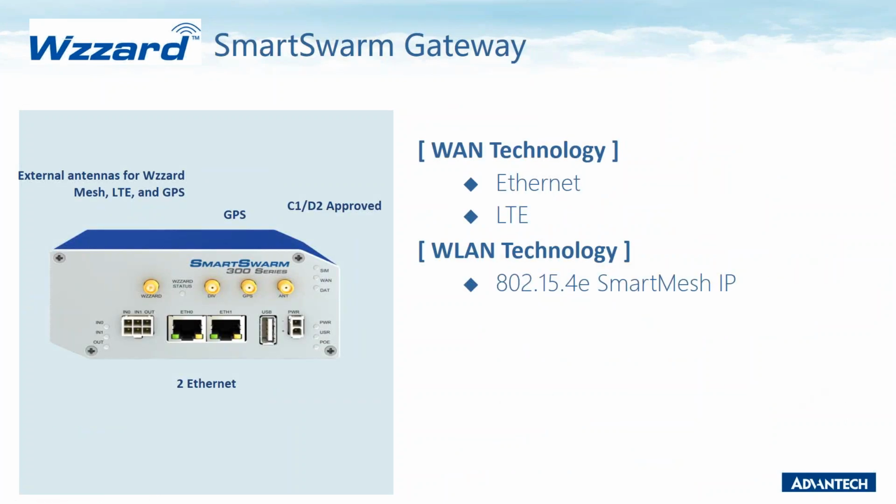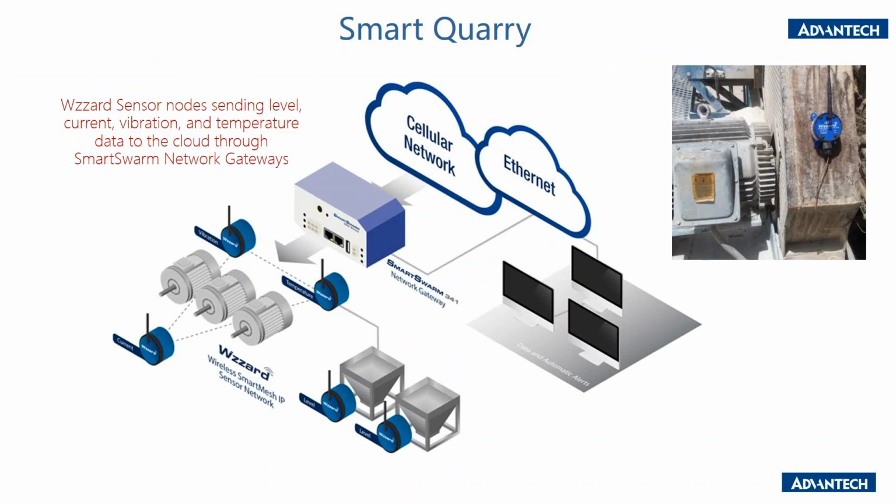A little bit on the SmartSwarm gateway, right? This is the central WAN access gateway for Wzzard Mesh, both the blue node that you saw and that little white rectangular HVAC sensor. And as I said, Ethernet or LTE for egress, and 802.15.4 SmartMesh IP for the wireless technology.